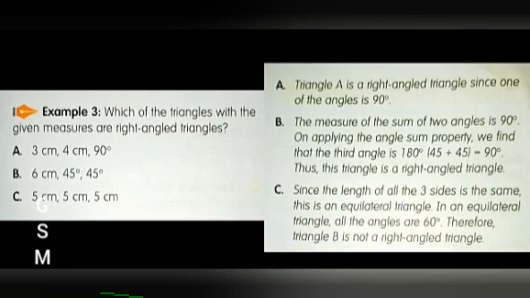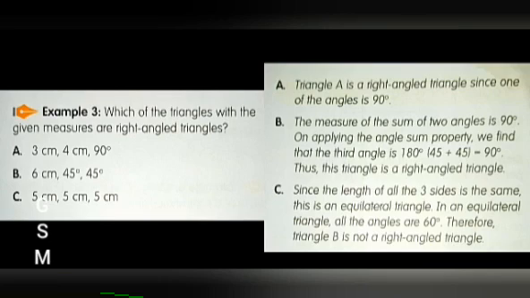Let us see an example. Which of the triangles with the given measures are right angle triangle? In the triangle A, the length of the sides are 3 cm, 4 cm and one of the angle is 90 degree. Triangle A is a right angle triangle since one of the angles is 90 degree.